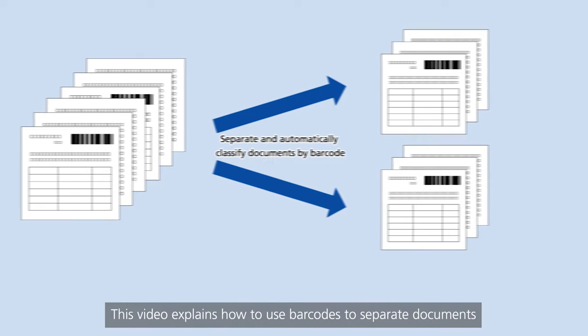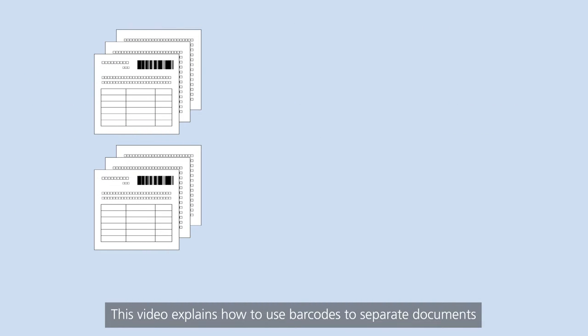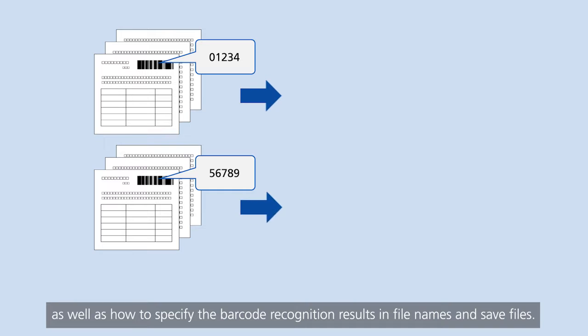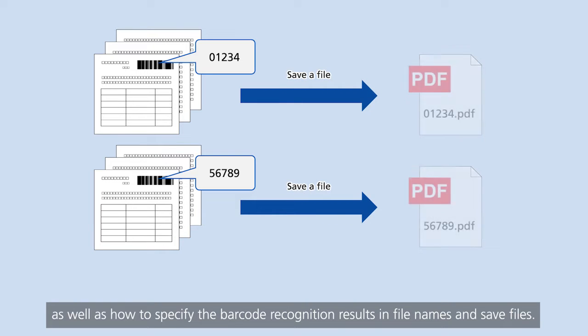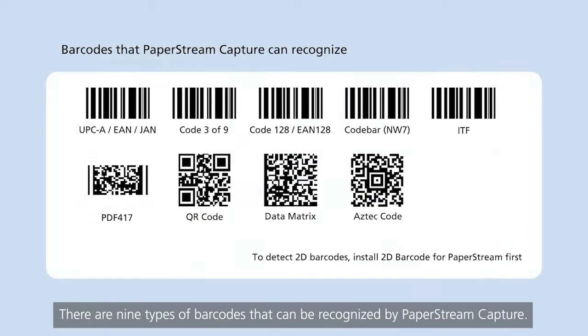This video explains how to use barcodes to separate documents, as well as how to specify the barcode recognition results in file names and save files. There are 9 types of barcodes that can be recognized by PaperStream Capture.